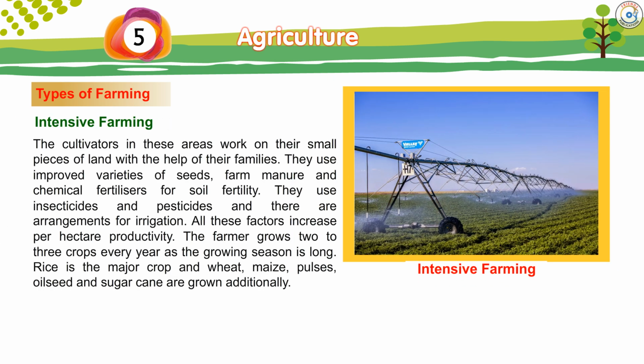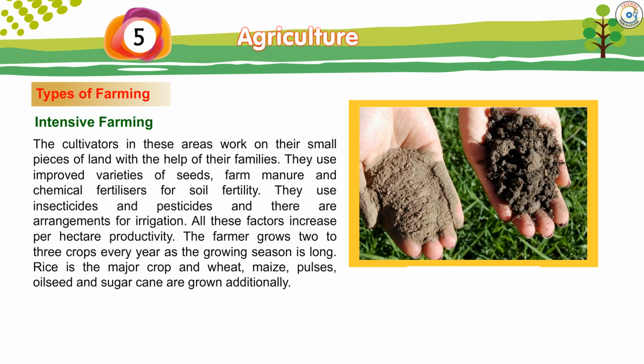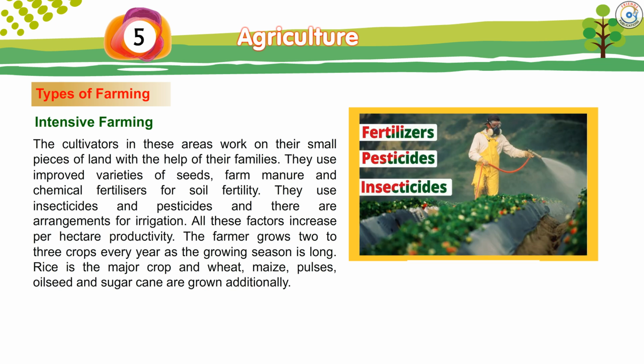Intensive farming. The cultivators in these areas work on their small pieces of land with the help of their families. They use improved varieties of seeds, farm manure, and chemical fertilizers for soil fertility. They use insecticides and pesticides, and there are arrangements for irrigation. All these factors increase per hectare productivity.